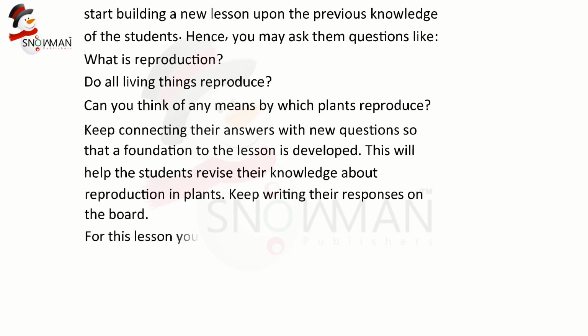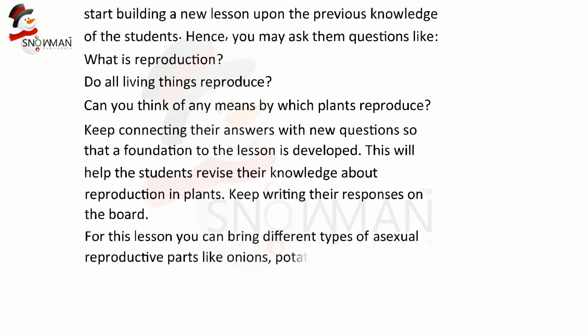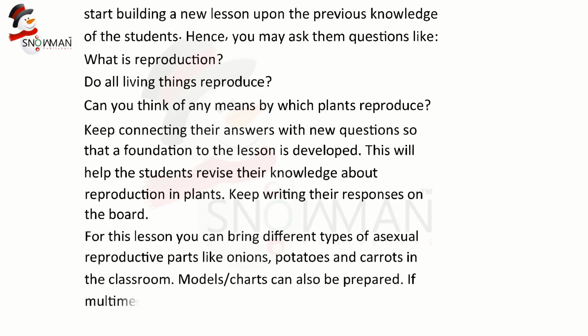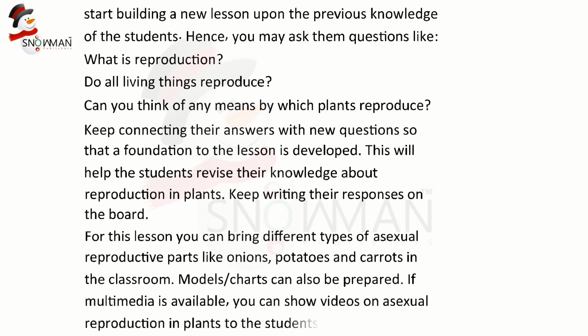For this lesson, you can bring different types of asexual reproductive parts like onions, potatoes, and carrots in the classroom. Models or charts can also be prepared if multimedia is available. You can show videos on asexual reproduction in plants to the students.